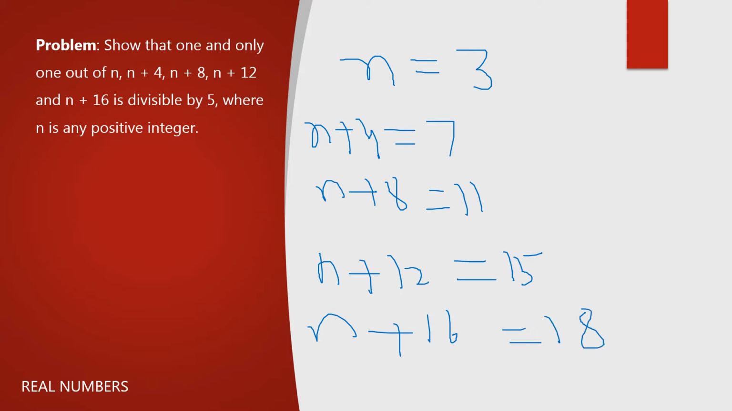Therefore, n can be any positive integer, as we said. Now, for example, I have taken n is equal to 3 and calculated all the 5 values. The 5 values I have are 3, 7, 11, 15 and 18. Among these, it is very clear that only 15 is divisible by 5, whereas the remaining 4 are not divisible by 5. This is the meaning of this statement.